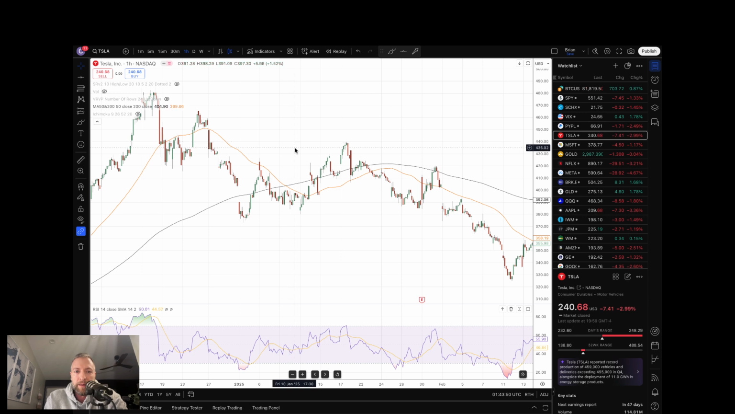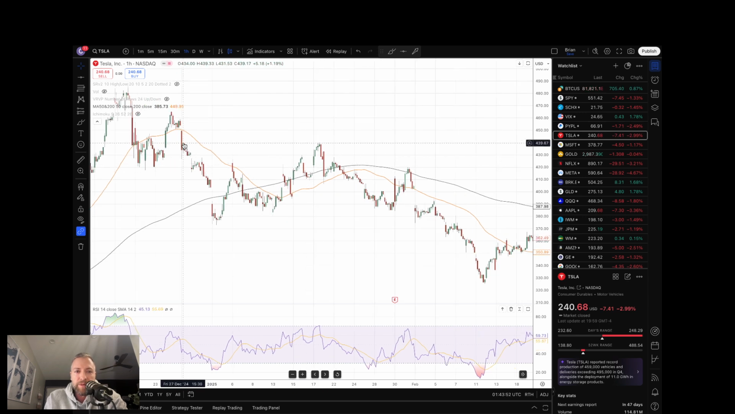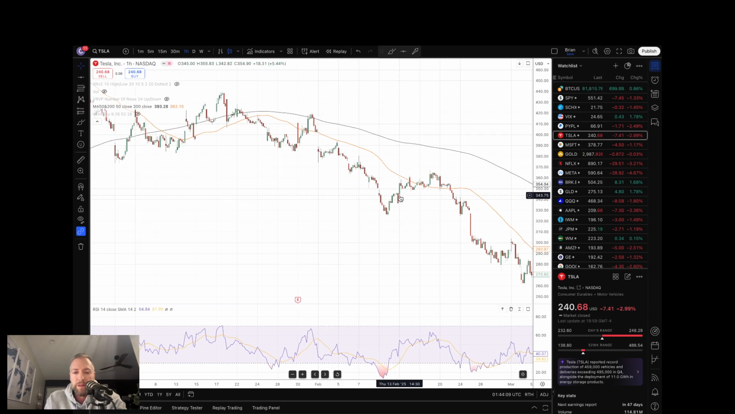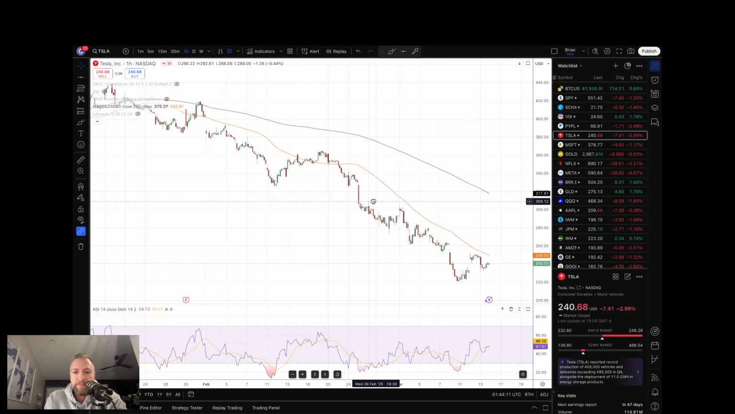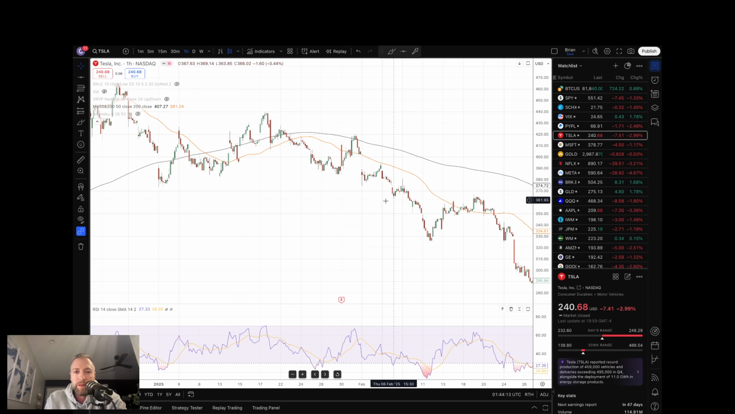You can see right here is what they call a death cross. When the 50-day moving average crosses below the 200-day moving average, it's considered bearish. And you can see right here we have a downtrend going. The orange line stayed below the 200-day moving average, and the price has been following ever since. Right here, you can still see it's down below.